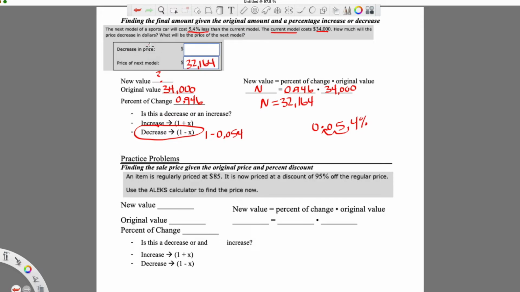So now I need to go back and just subtract. This was the current model. This is going to be the next model. And I'm just going to subtract these two amounts so I know what was the actual decrease in price.